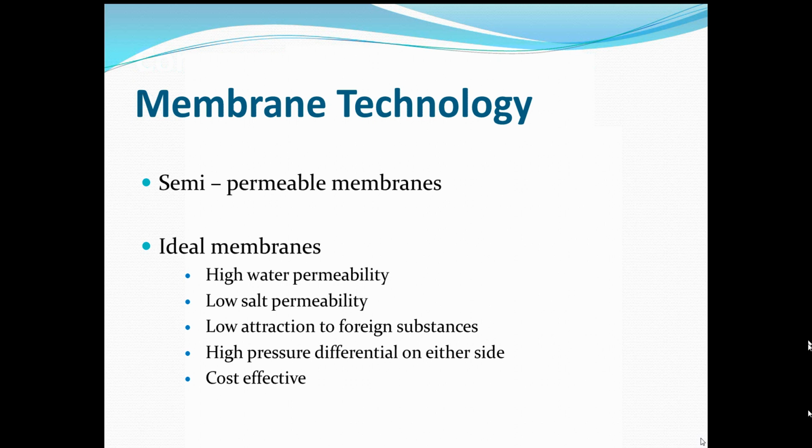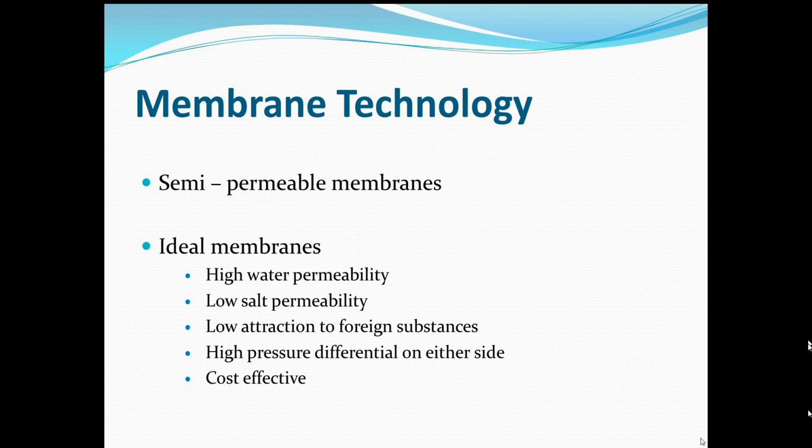Now, coming to the membrane technology. We have already discussed that semi-permeable membranes are generally used for this kind of power generation. What are the ideal properties of the membranes which would help in generating osmotic power, or help the solvent molecules move freely to the saline water side? The first thing is it should have high water permeability. That means it should allow the water to pass through it very efficiently.